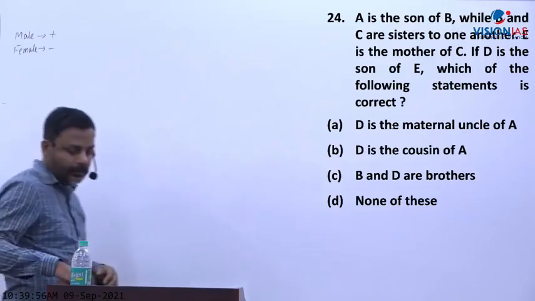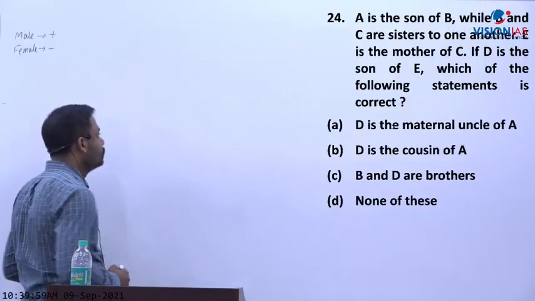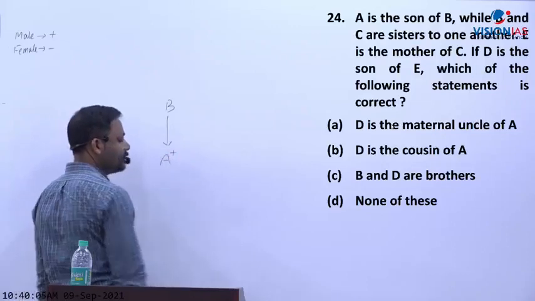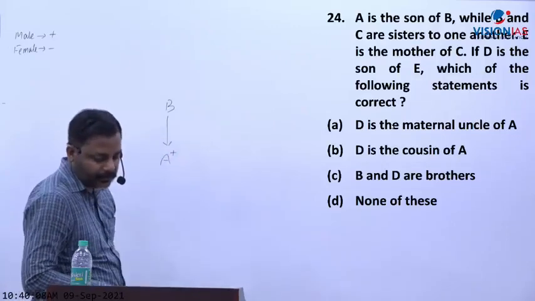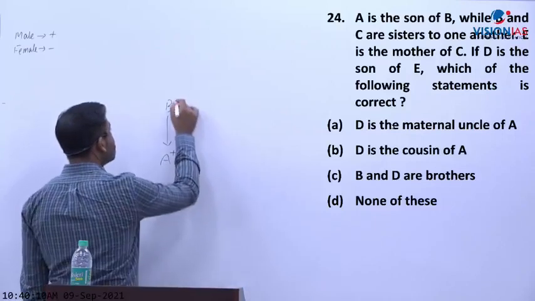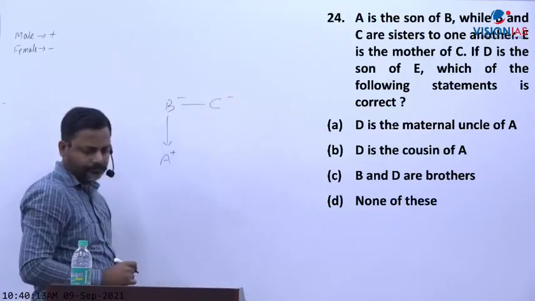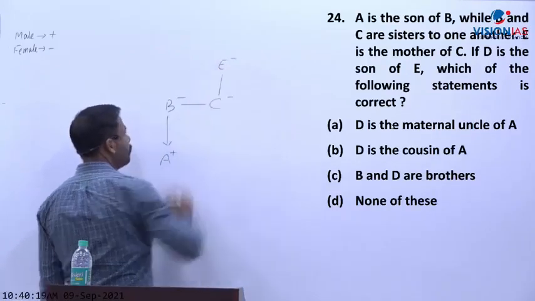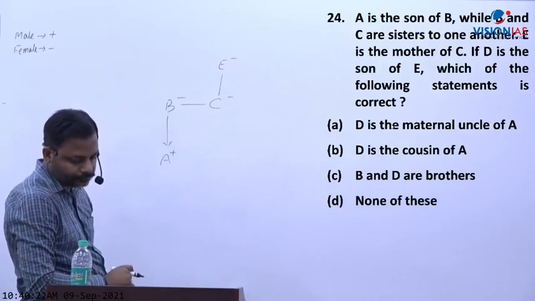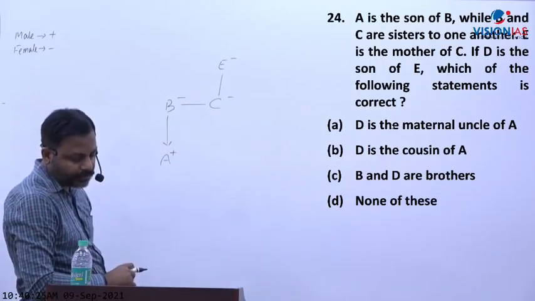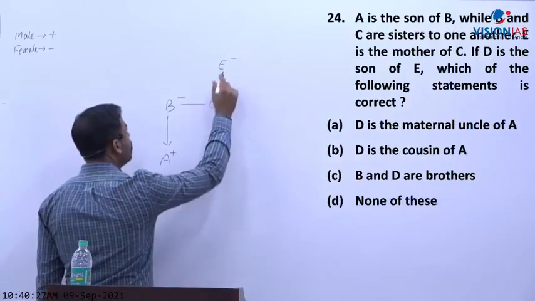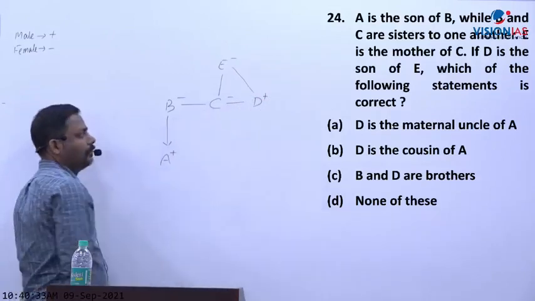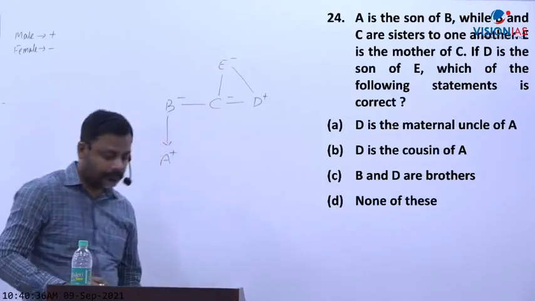See, A is the son of B. So we will put B and B's son is A. While B and C are sisters to one another. E is the mother of C. If D is the son of E, so E's son is D. Means B, C and D are siblings.